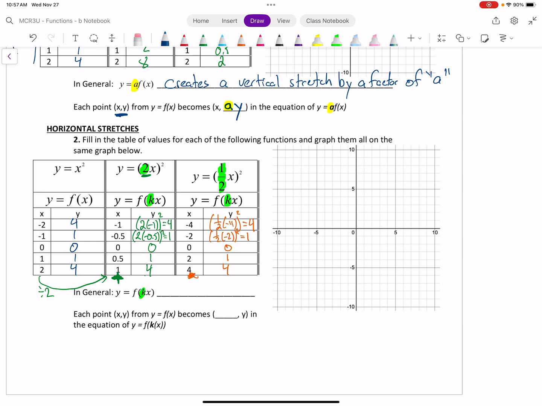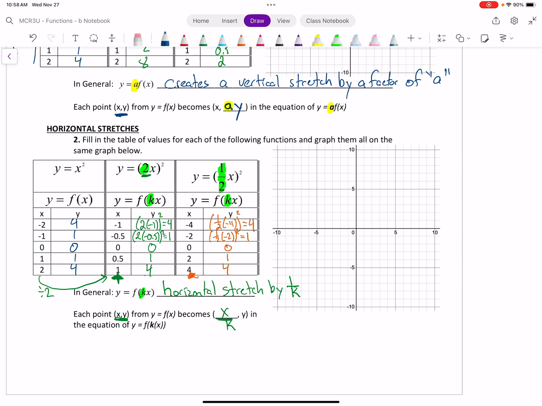And so the effect here is, in general, we say that this is a horizontal stretch because it's affecting the x values now that it's inside the function. So it's a horizontal stretch by the inverse, 1 over k. And each point (x, y) becomes (x divided by k). So it always flips it. If it's dividing by 2, it actually multiplies the x value. If it multiplies the x value, then it's dividing by 2. It's very strange, but this is the effect.